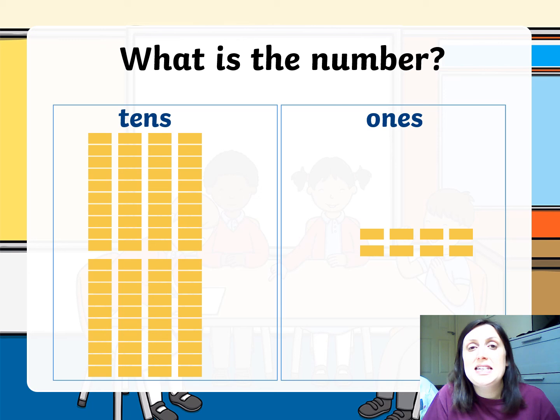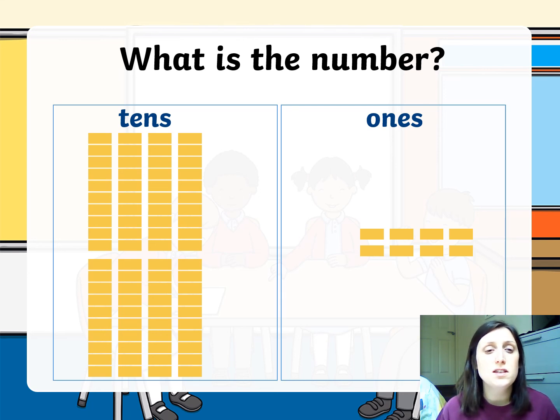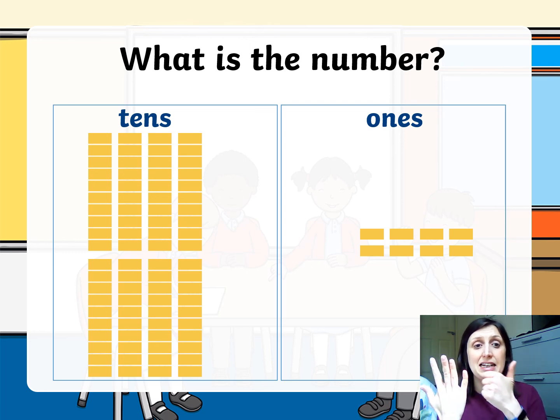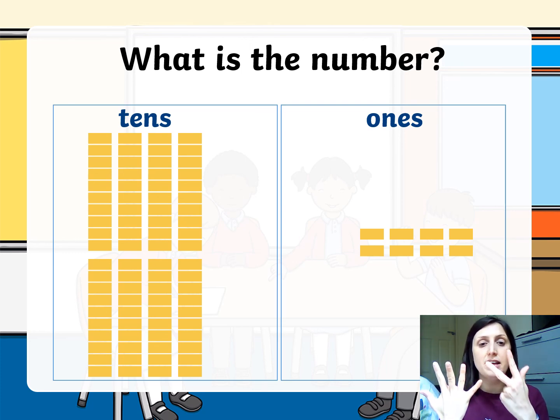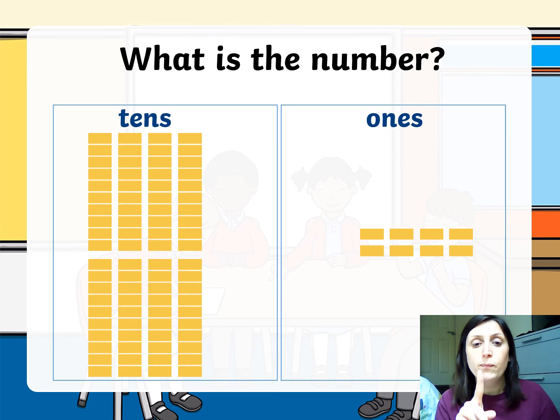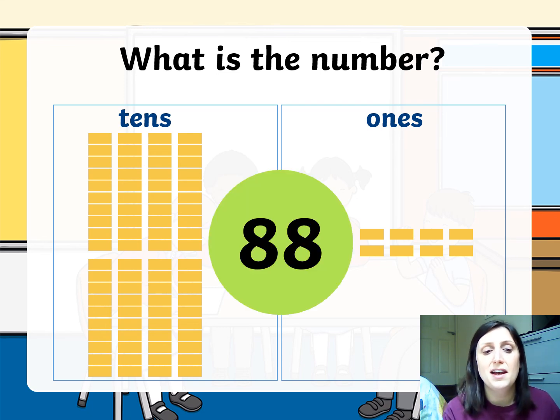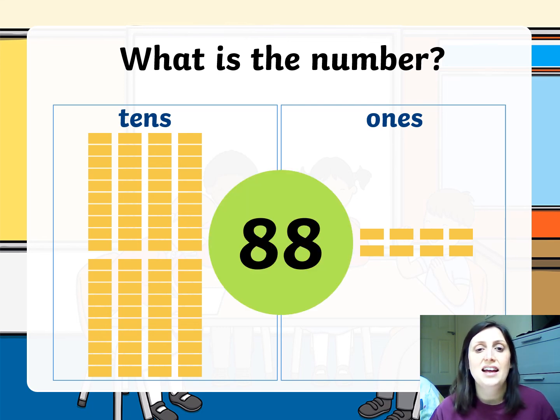Okay, that was your 20 seconds. So your tens, you've got 1, 2, 3, 4, 5, 6, 7, 8 tens. So 8 tens is 10, 20, 30, 40, 50, 60, 70, 80, then 81, 82, 83, 84, 85, 86, 87, 88. So that number there was 88.